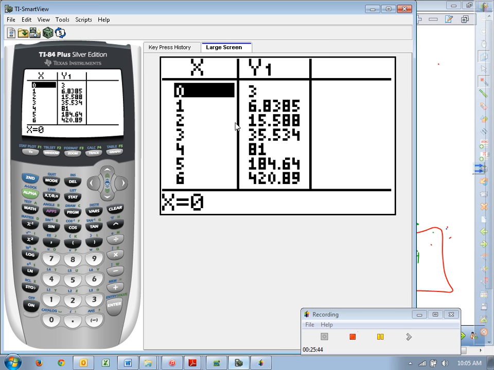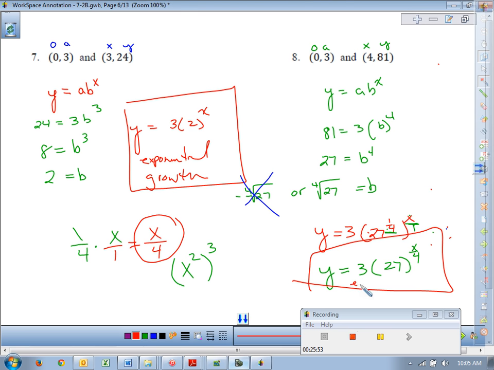Wasn't that one of the points on there? And 481, was that the other one? There they are. Exponential growth or exponential decay? Exponential growth.